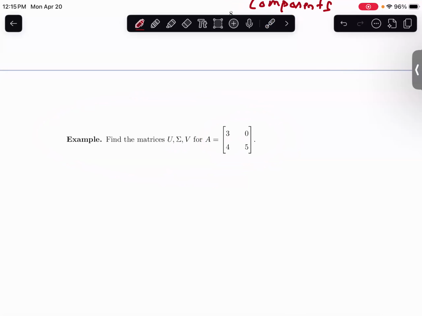Maybe I don't have to write this down, but I'm going to anyway. I'm going to say that A has rank 2. It's a lower triangular matrix and the diagonal has non-zero terms. So you have 2 pivots, which means it has rank 2, which implies that we're going to have 2 singular values. We know the number of singular values is equal to the rank of our matrix.